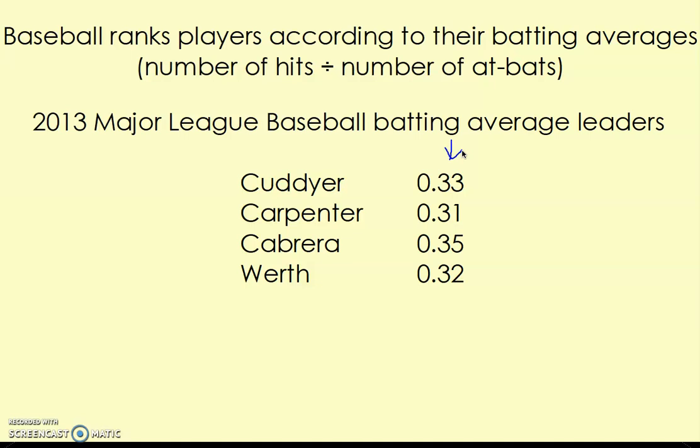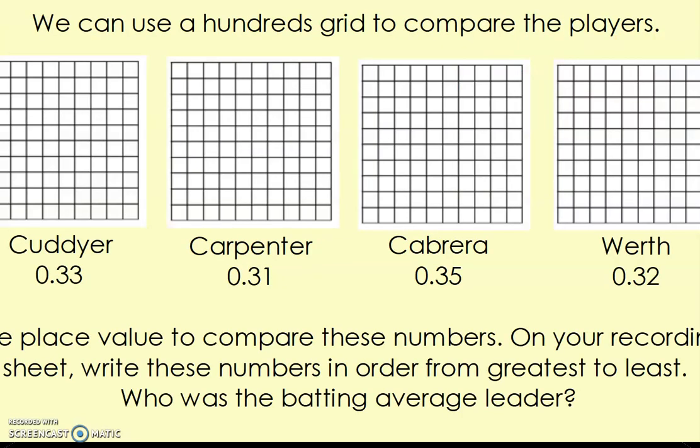So we can use hundredths grids to compare the players, or if you wanted to make it with base 10 blocks, that's what we're going to do. So let's first do Kadire's, which is 3,300. So that's 3 rods, 3 tenths, and then 3 units.